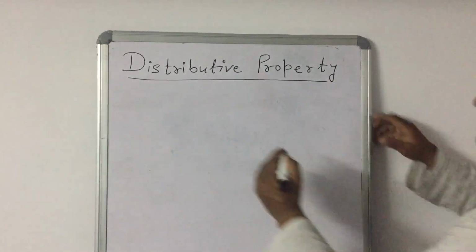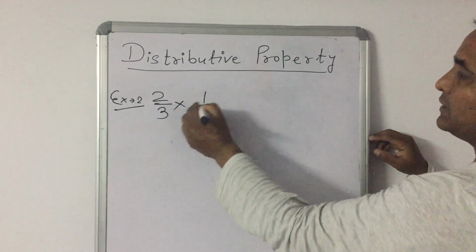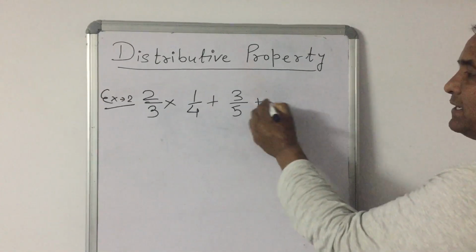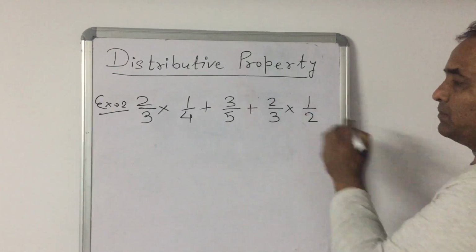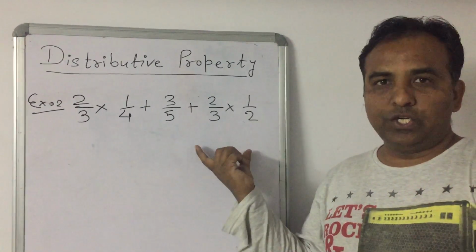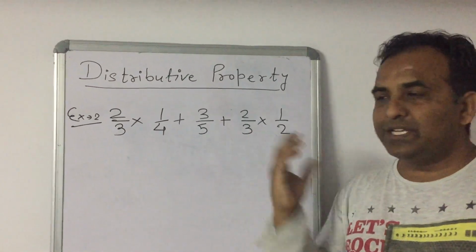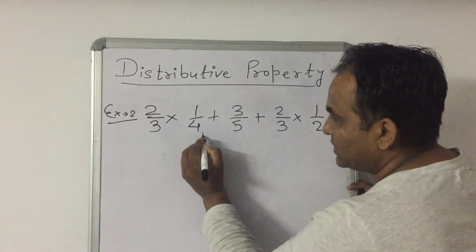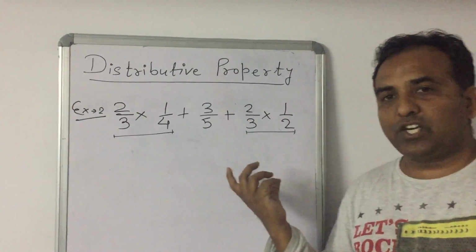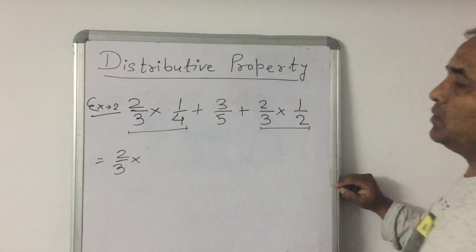I have rational numbers like 2 by 3 into 1 by 4 plus 3 upon 5 plus 2 by 3 into 1 by 2. Now, the question is to simplify this expression using a suitable property. So, we will not follow the direct multiplication. We just have to look that this expression contains 3 terms. Among these 3 terms, there are 2 terms which contain 2 upon 3 as a common factor. So we will use the converse of the distributive property and take 2 upon 3 common.